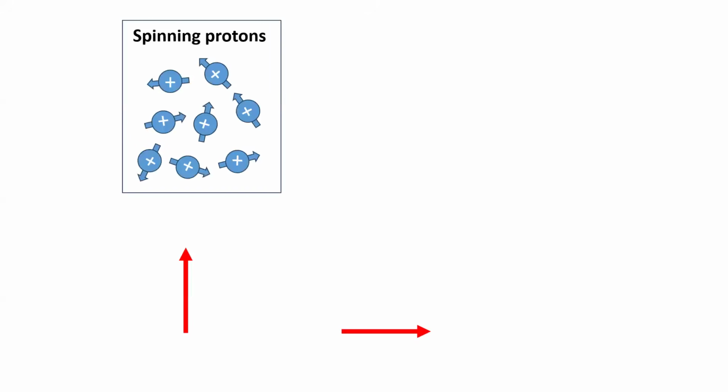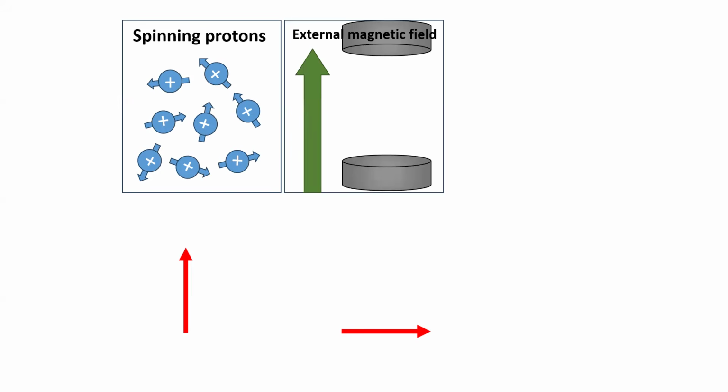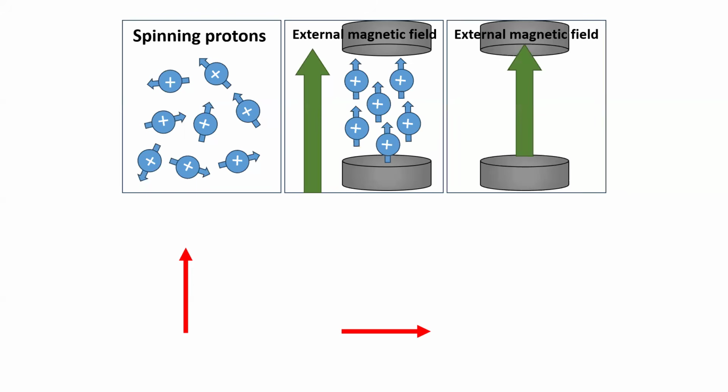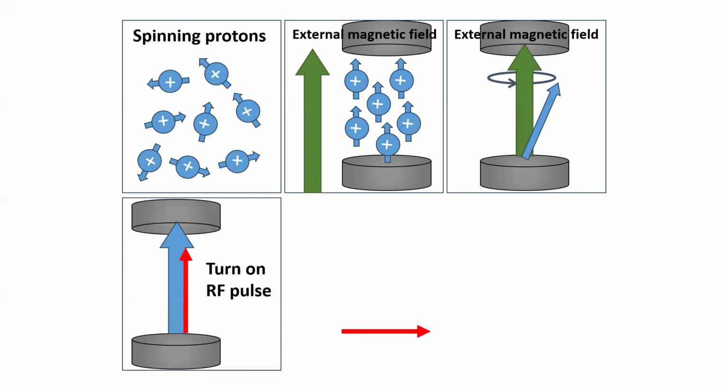Let's repeat. We start with spinning protons in the body, spinning randomly in all directions. The net magnetization of the body is 0. We place these spinning protons in a strong external magnetic field, and they will align themselves along the axis of the main magnetic field, and they will also start precessing along the external magnetic field with a frequency given by the Larmor frequency. Then we want to flip that body magnetization in the transverse plane, and we do that by applying a radio frequency pulse.